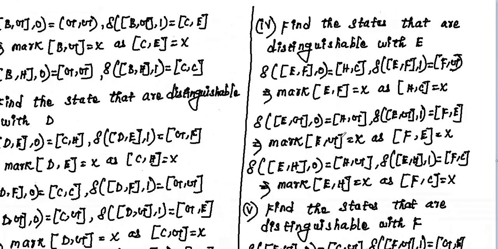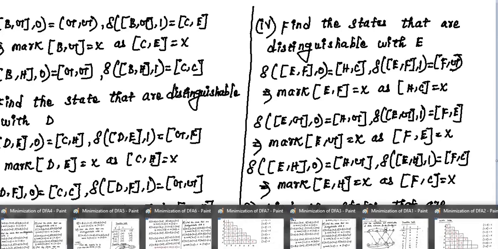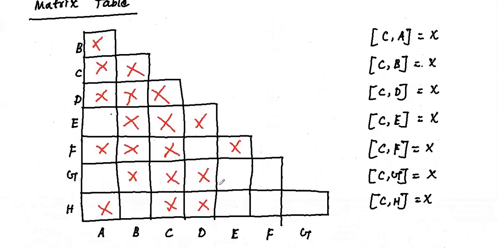Here you write HG, FE. These two answers are different, but in the previous step, look at the pair E, F. E, F we already put a cross mark. So EF or FE, both are the same. Then obviously you have to mark EG equal to cross mark because FE is already a cross mark. Go to the matrix table, EG cross mark.